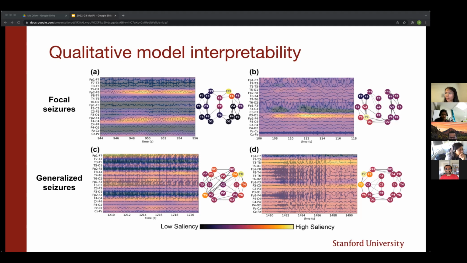So if we look at the top row, in this analysis, we actually asked a board certified neurologist, Chris, to analyze the EEGs and the heat maps and tell us if the heat maps make sense or not. On the top row, we can see that the highlighted regions actually correspond nicely with the more abnormal EEG channels. Whereas in the bottom rows, the highlighted regions are more diffused across the channels, which makes sense for generalized seizures because generalized seizures usually start in both hemispheres.